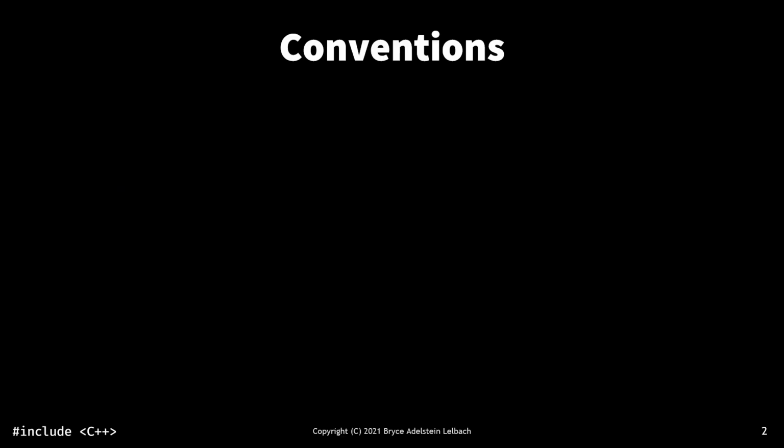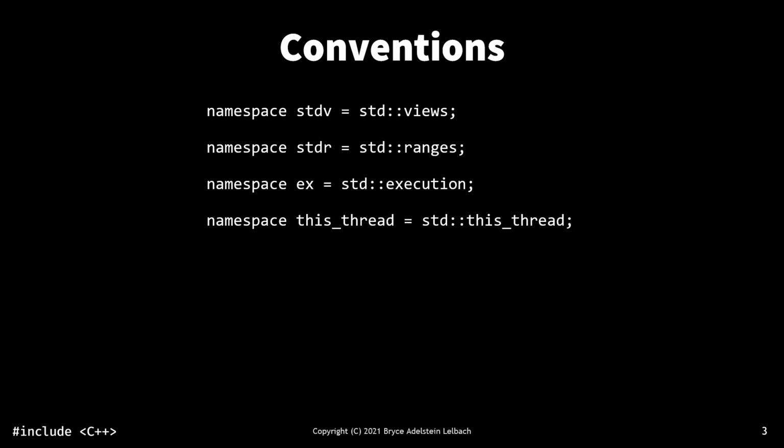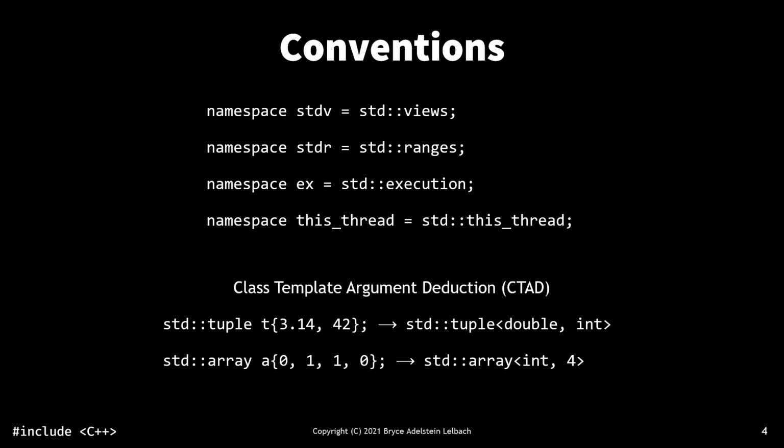First, a few conventions used throughout these slides in the interest of brevity. We'll use these namespace aliases throughout the talk. This talk makes liberal use of class template argument deduction, also called CTAD. Standard C++ has always supported the deduction of template arguments when calling a template function. But in C++17, we extended this to work for class templates when calling their constructors.